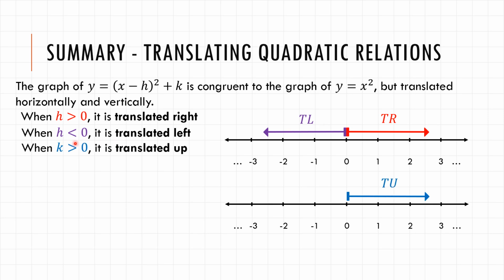When k was greater than 0, when k was a positive number, the parabola is translated up. And when k was negative, the parabola translated down. So these are the 4 different ways to translate a parabola: up, down, left, and right. And they all depend on the values h and k.